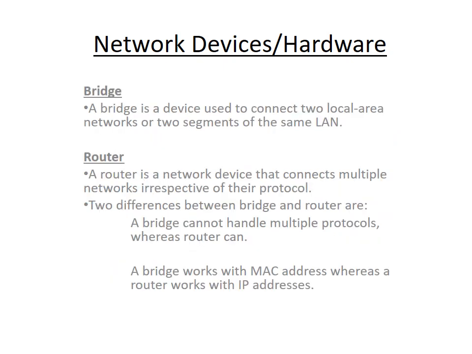Bridge. A bridge is a device used to connect two local area networks or two segments of the same LAN. Router. A router is a network device that connects multiple networks irrespective of their protocol. Two differences between bridge and the router are: a bridge cannot handle multiple protocols whereas a router can handle them. A bridge works with MAC address whereas a router works with IP address.